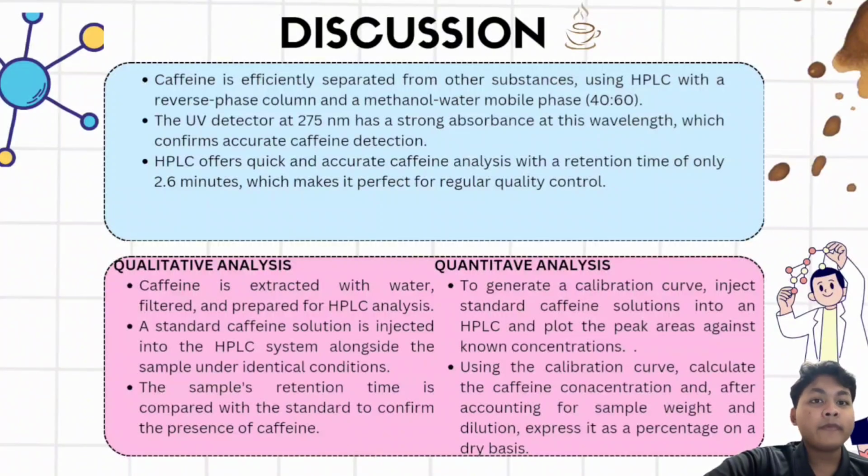regular quality control. For qualitative analysis, caffeine is extracted with water, filtered and prepared for HPLC analysis. A standard caffeine solution is injected into the HPLC system alongside the sample under identical conditions. The sample's retention time is compared with the standard to confirm the presence of caffeine. And for quantitative analysis, to generate a calibration curve, inject standard caffeine solutions into the HPLC and plot the peak areas against known concentrations. Using the calibration curve, calculate the caffeine concentration and, after accounting for sample weight and dilution, express it as a percentage on a dry basis.